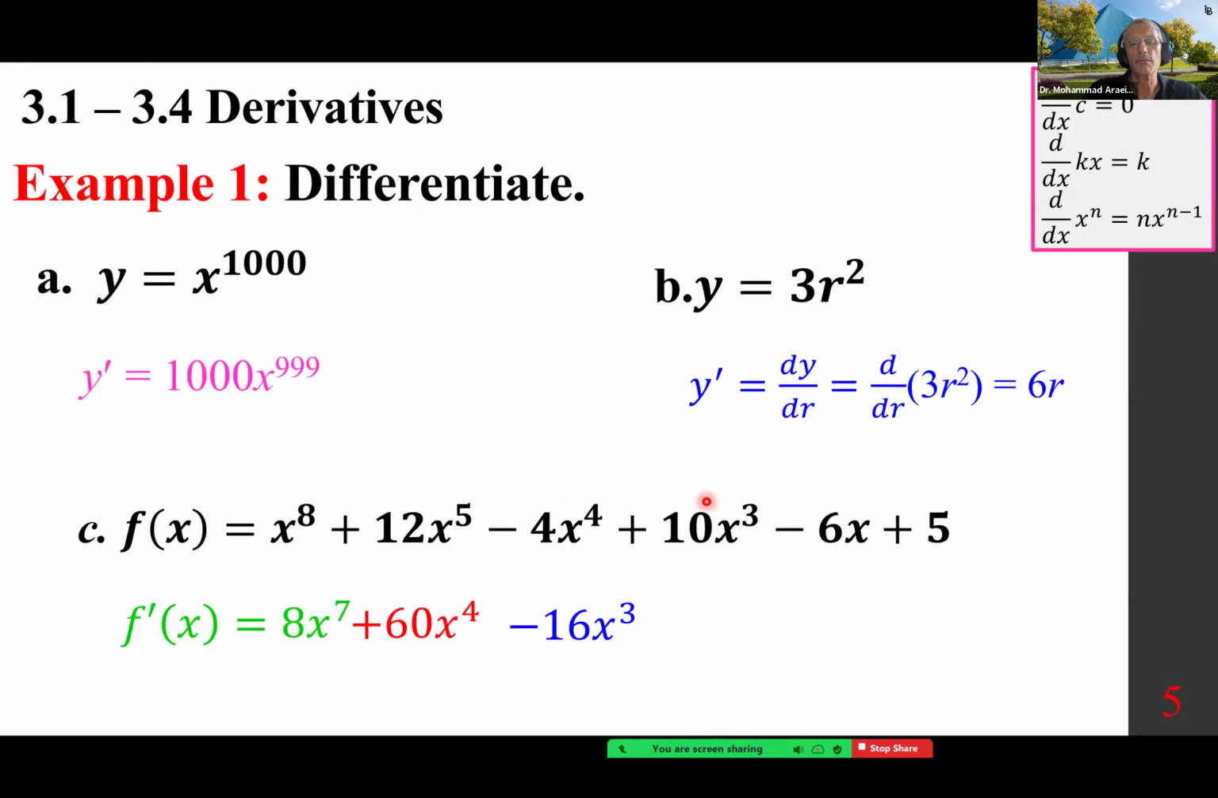Plus 30x squared. Now this one: the answer is minus 6. Because if you drop, remember the exponent is 1. When you drop 1, it becomes the power of 0, which is 1. 5 is a number. So the derivative of 5 or 2 or 2000 or any number is 0. So this one gives us negative 6. We are done.